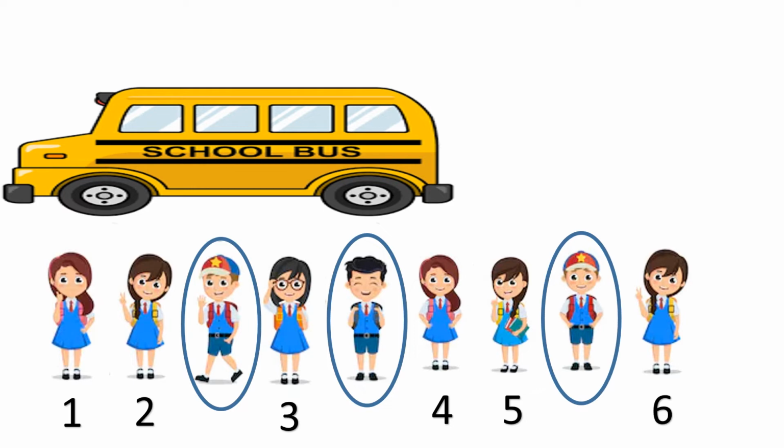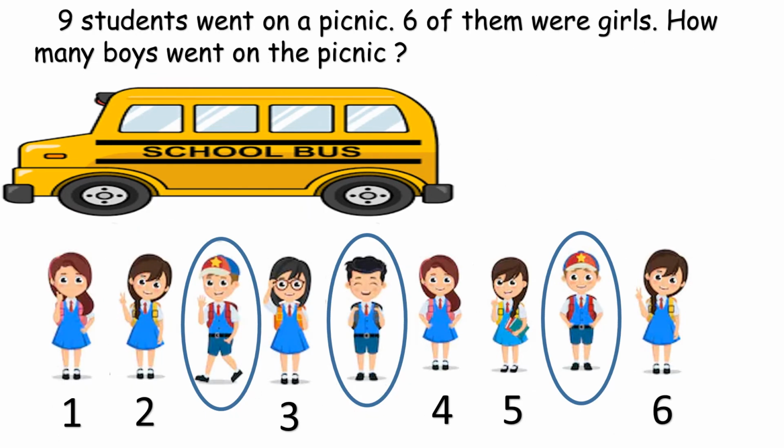Now let's write it as a question. 9 students went on a picnic. 6 of them were girls. How many boys went on the picnic? Now this is the question. Let's write the answer. 9 minus 6 is 3. So 3 boys.